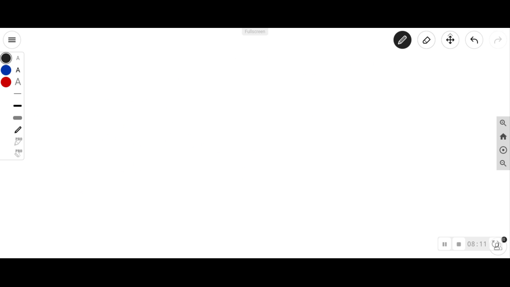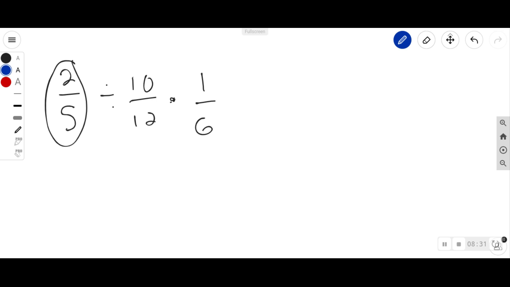So let's say that we have, now this one's going to be a combination, 2/5 divided by 10/12 times 1/6. In this case, I've got a divide and a times. So I've got to keep that, I've got to change that, I've got to flip that. But the last part, the times 1/6, stays by itself. We don't adjust that at all.